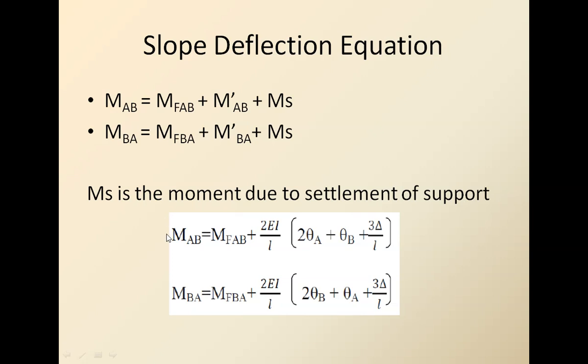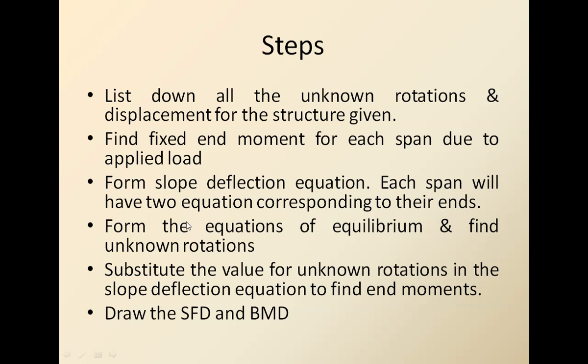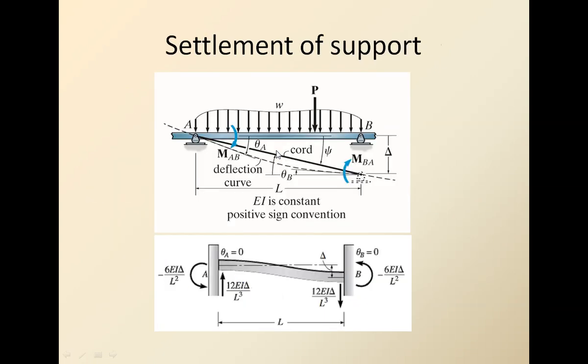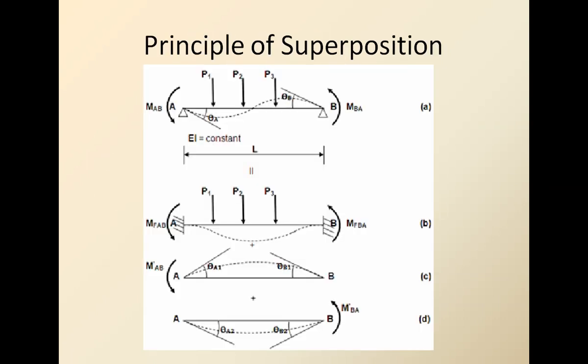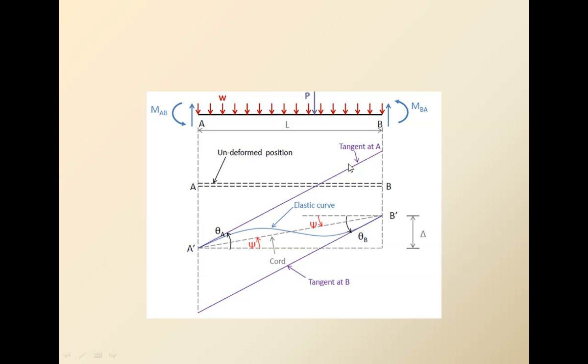Now we will see the steps involved in the slope deflection method. The first step is you have to list down all the unknown rotations as well as the displacement, that is the settlement or sway, for the structure given. So there will be unknown rotation at the joints which have freedom for rotation, like an intermediate joint or simple support. There will not be any rotation at the fixed end.